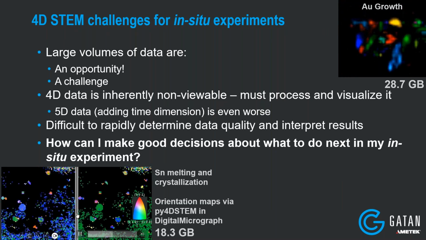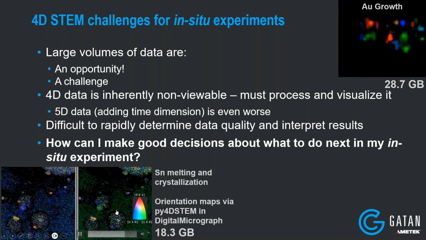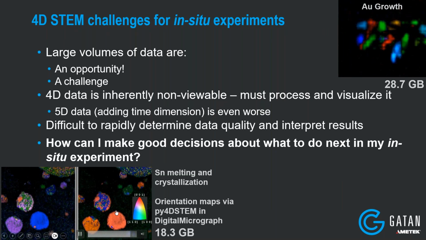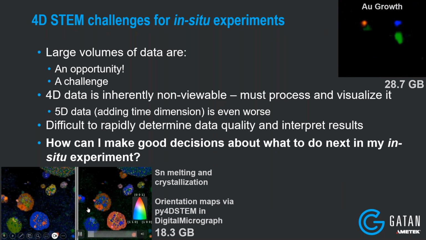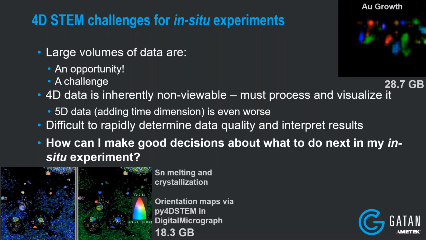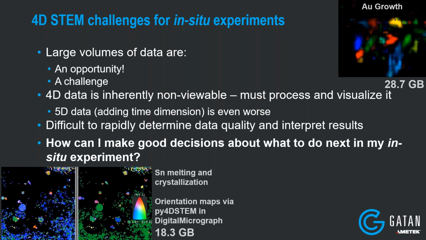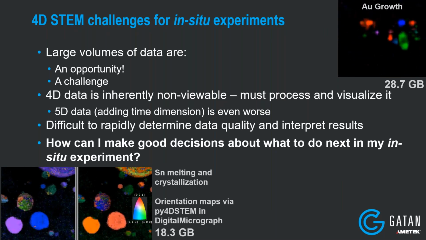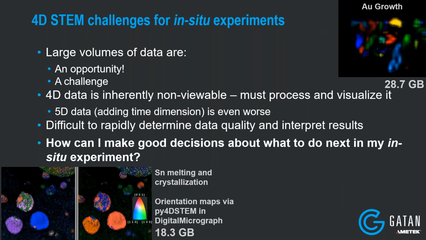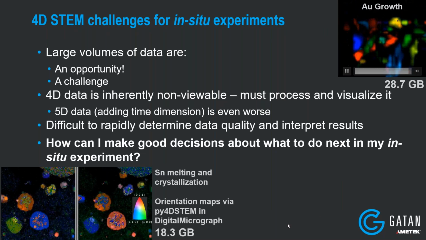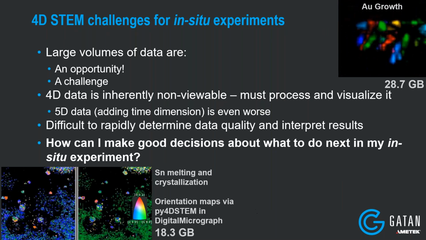This data set here at the bottom left, I'm not going to spend a lot of time talking about this one, but this is proper orientation mapping, unlike the data I showed before. Down in the bottom left, this is actually doing orientation mapping using Pi40 STEM in DigitalMicrograph. And so if you are interested in using Pi40 STEM in DigitalMicrograph, there's actually a poster on our website on the 4D STEM page. But this is the last that I'm going to talk about Pi40 STEM in this webinar.